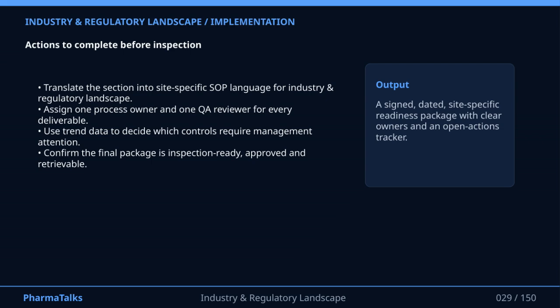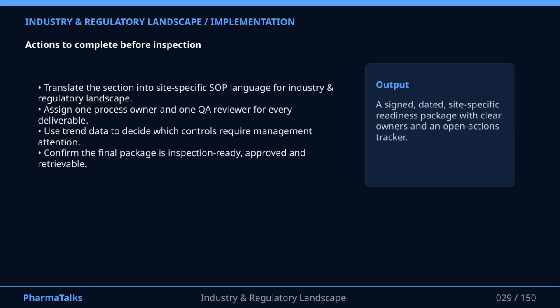Additionally, use trend data to identify which controls need management's focus, ensuring resources are directed effectively. Finally, verify that the entire package is ready for inspection. It should be fully approved, easy to retrieve, and finalized.